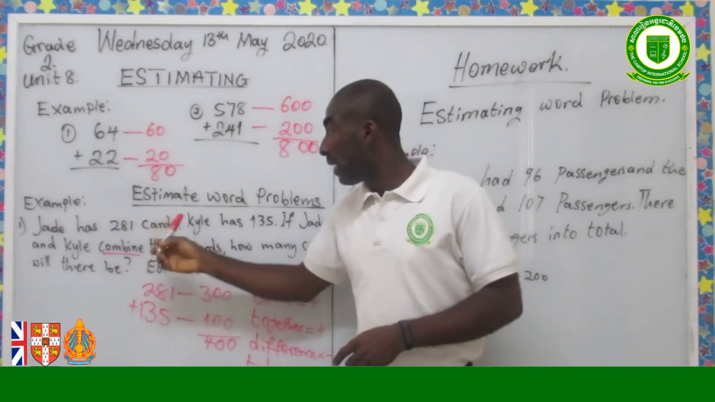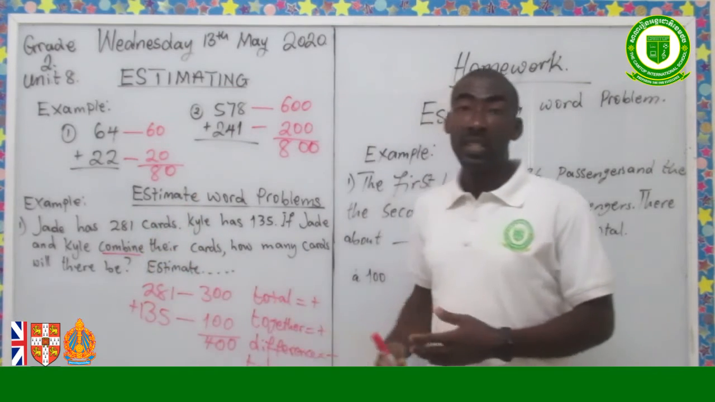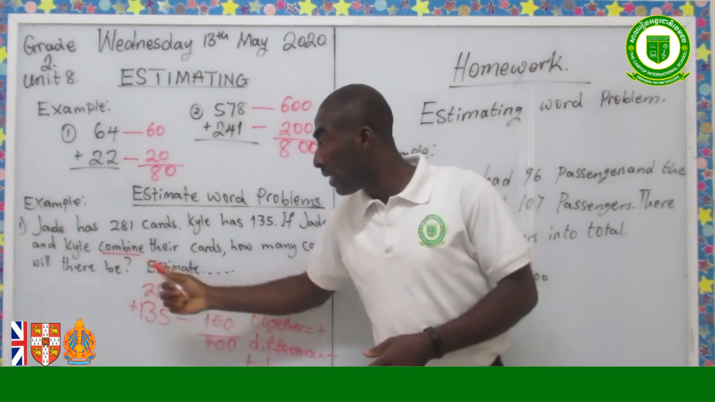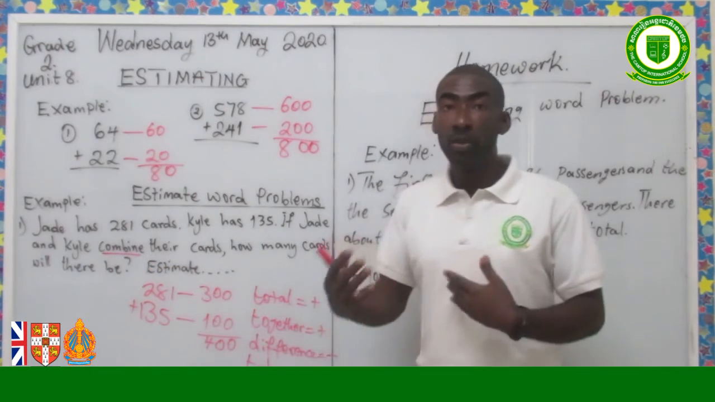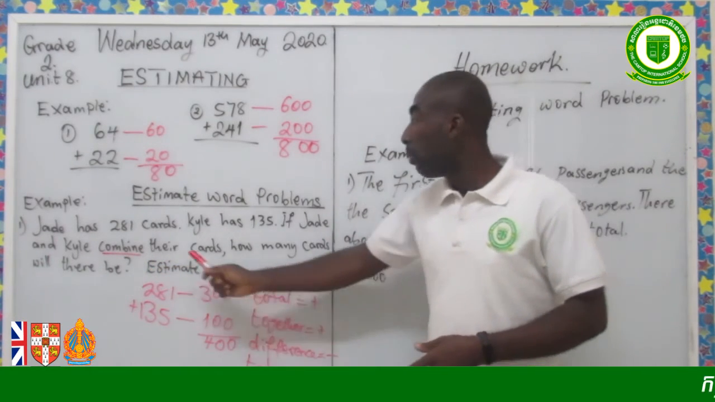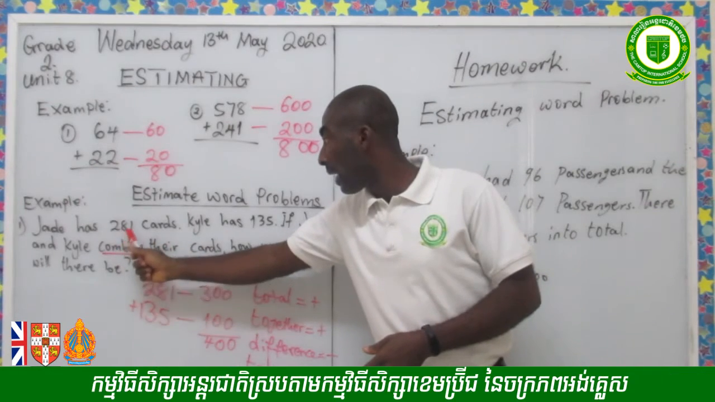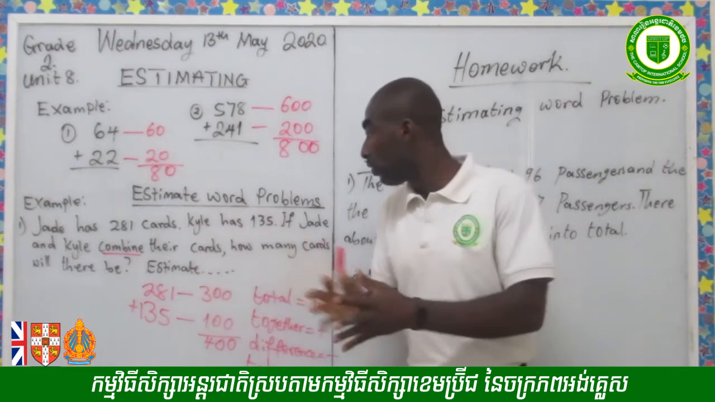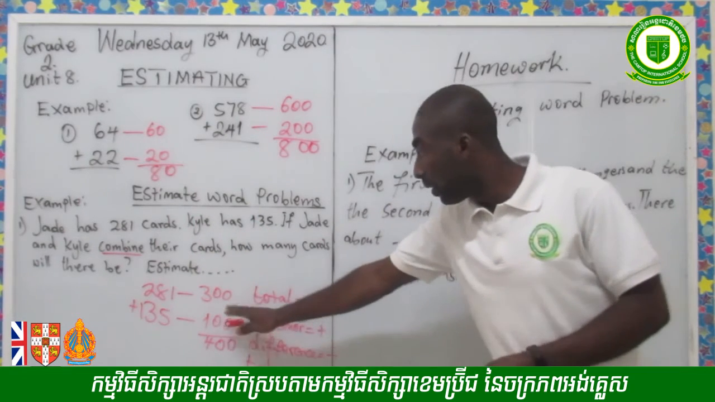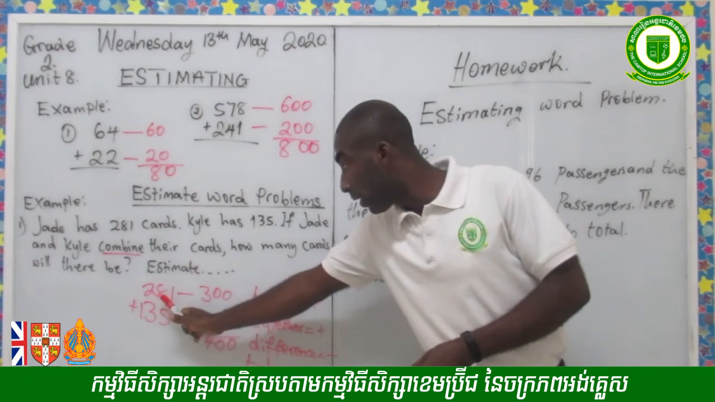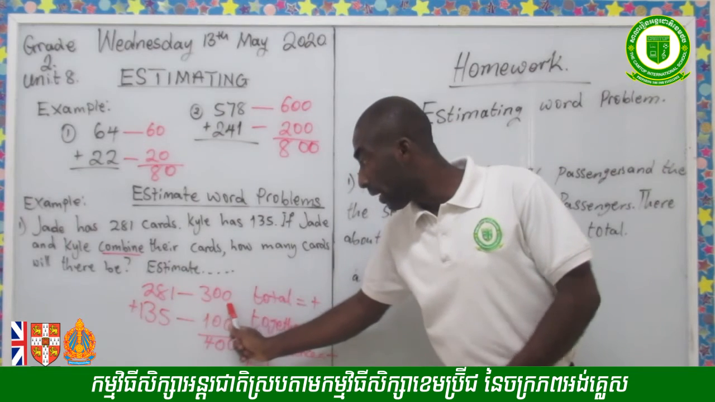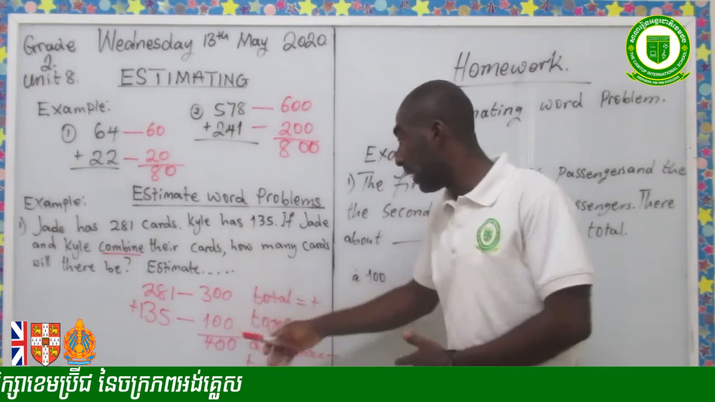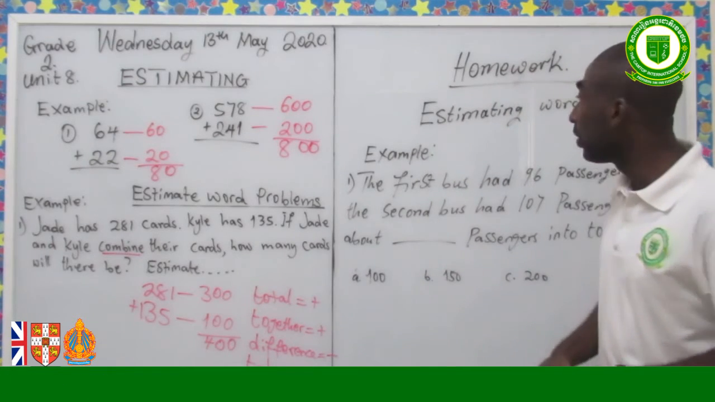Over here we looked at an example of estimating a word problem, and we looked at some keywords that should guide you how you do your estimation. Combine is combining the cards of Jade and that of Kelly, the two together, and then we do the estimation here. So 281 gives us 300, 135 gives us 100, like that. Then you do your calculation.